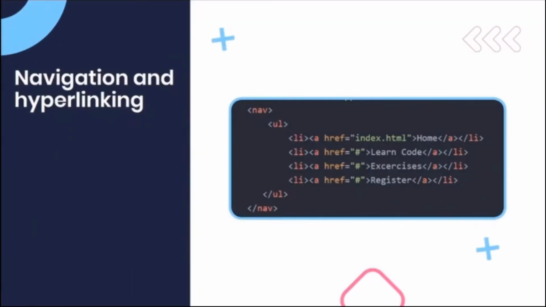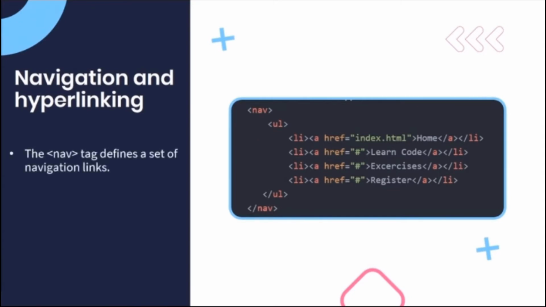Now let's have a look at the characteristics and some basic examples when it comes to hyperlinking. What we essentially have here is just a very basic snippet of what a navigation system would look like in code. Let's have a look at the characteristics of how we achieve this. When it comes to navigation and hyperlinking, the nav tag defines a set of navigation links. As seen in our code snippet over here, we have an unordered list with 3 list items, and inside of those list items we have anchor tags with an href attribute, and this is how we can link pages together.